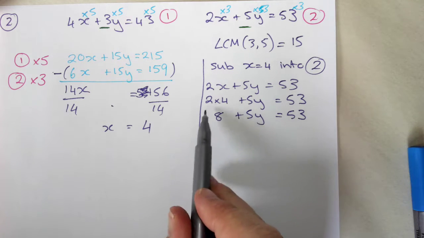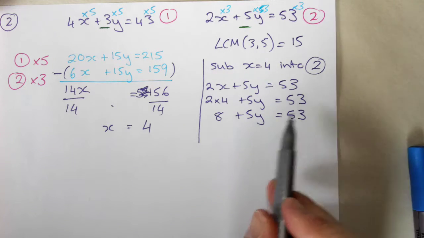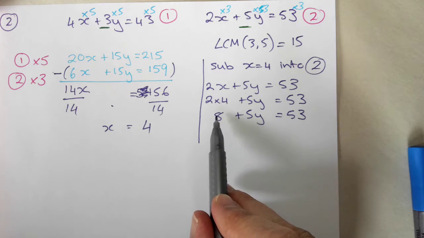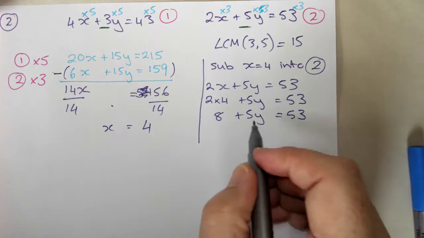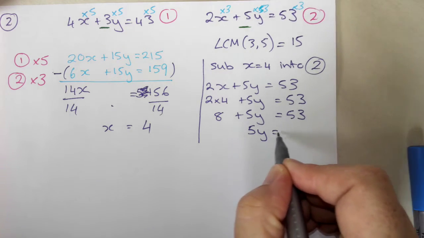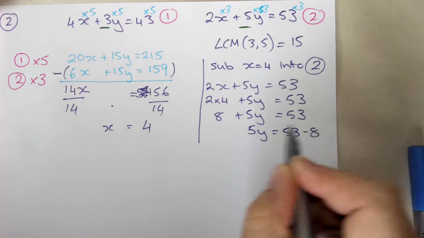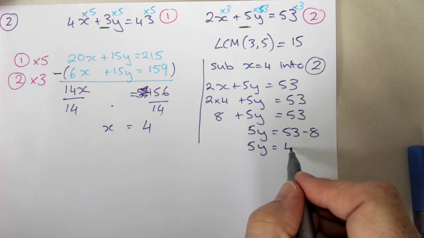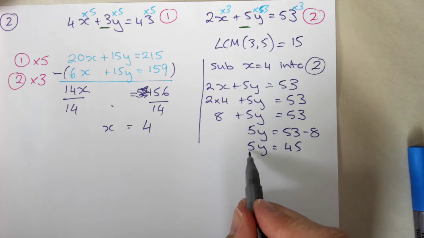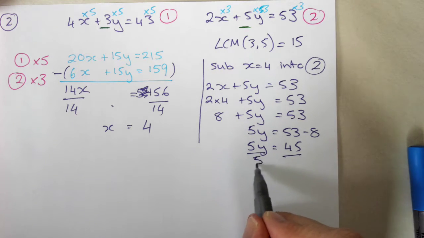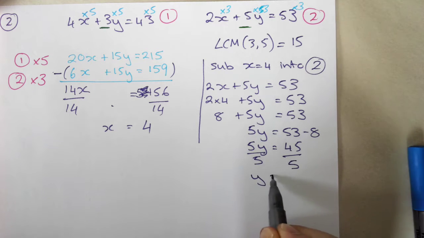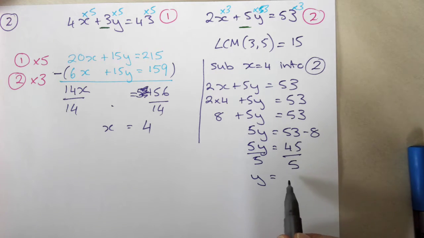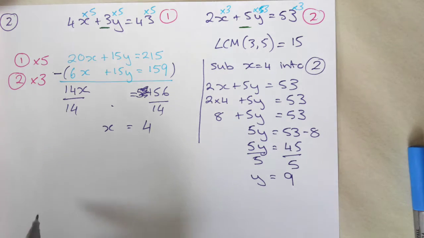Now we're going to take this positive 8 to the other side so we can get the y's by themselves. If it's positive on this side, it becomes negative on the other. So 5y equals 53, take away 8. So 5y is equal to 45. Last step, get rid of the 5, so divide both sides by 5, and that gives you y equals 45 over 5, which is y equals 9.